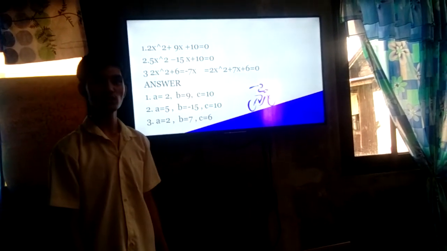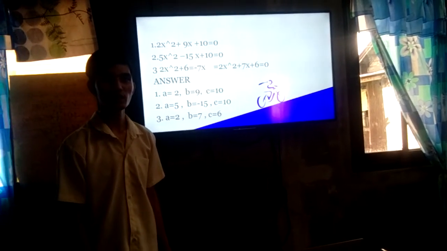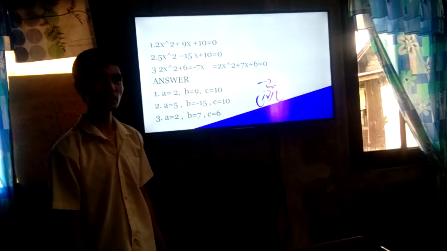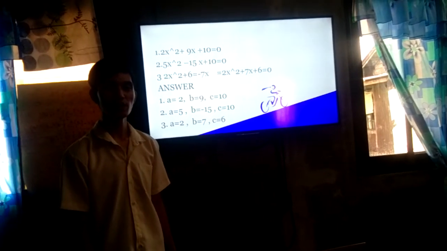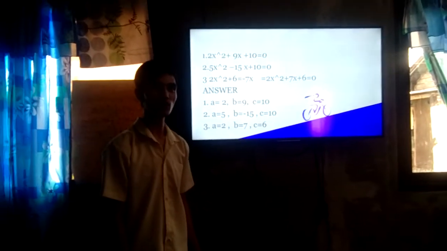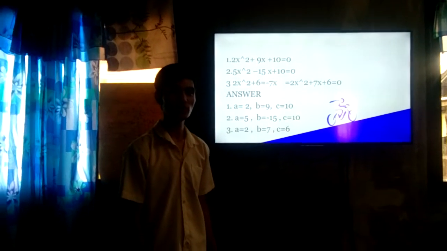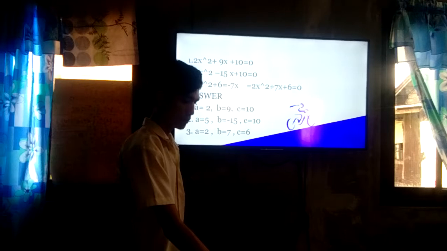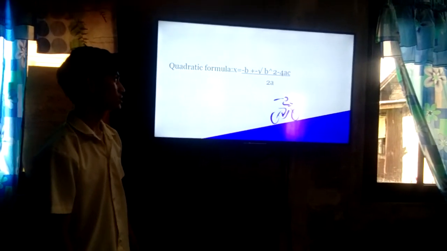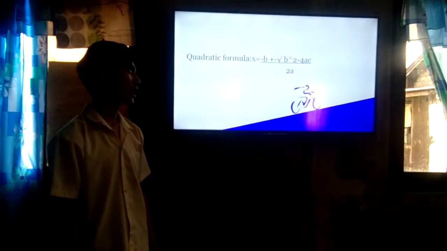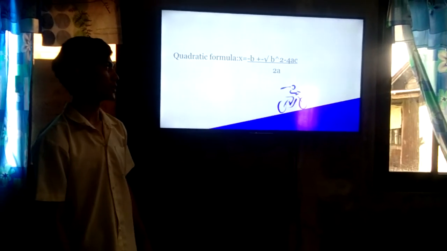The method of solving a quadratic equation is by using the quadratic formula. So it is important to know the standard form as well as a, b, and c. This is one factor in solving a quadratic equation using the quadratic formula. The quadratic formula is x equals negative b plus or minus the square root of b squared minus 4 times a times c, all over 2 times a.